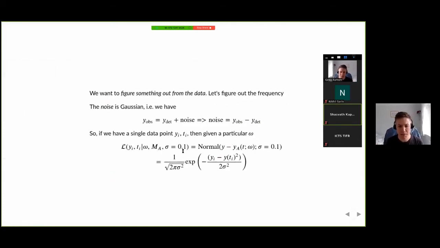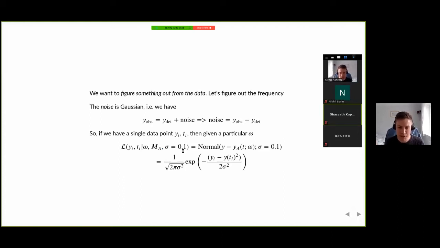Next up, we want to figure out something from the data. Of course, the one thing that we don't know is the frequency, the angular frequency omega. We simulated it, so we do know the true value, but let's pretend that we're just given the data and the model. What we want to do is figure out what that omega is.